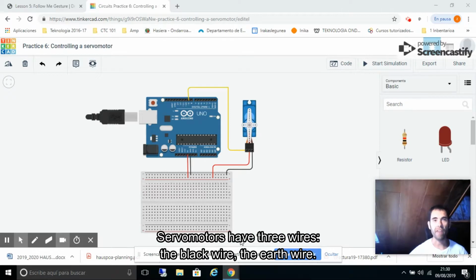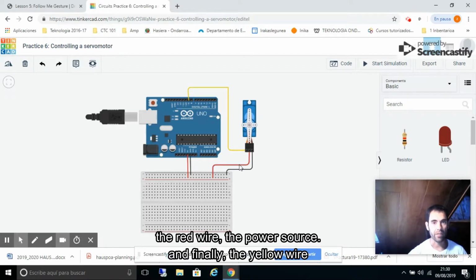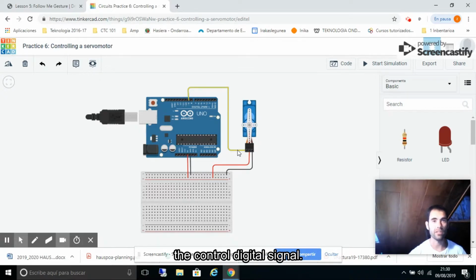Servo motors have three wires: the black wire, the earth wire; the red wire, the power source; and finally the yellow wire, the control digital signal.